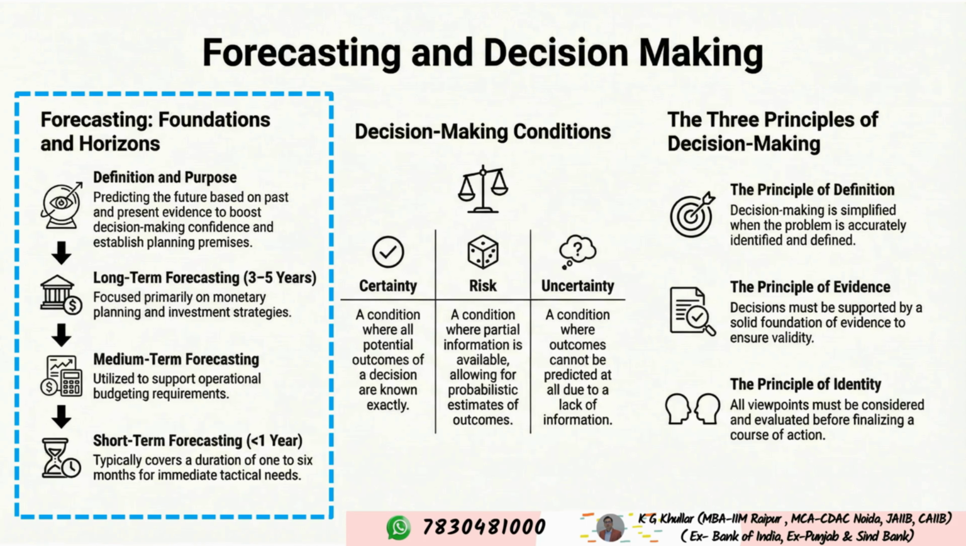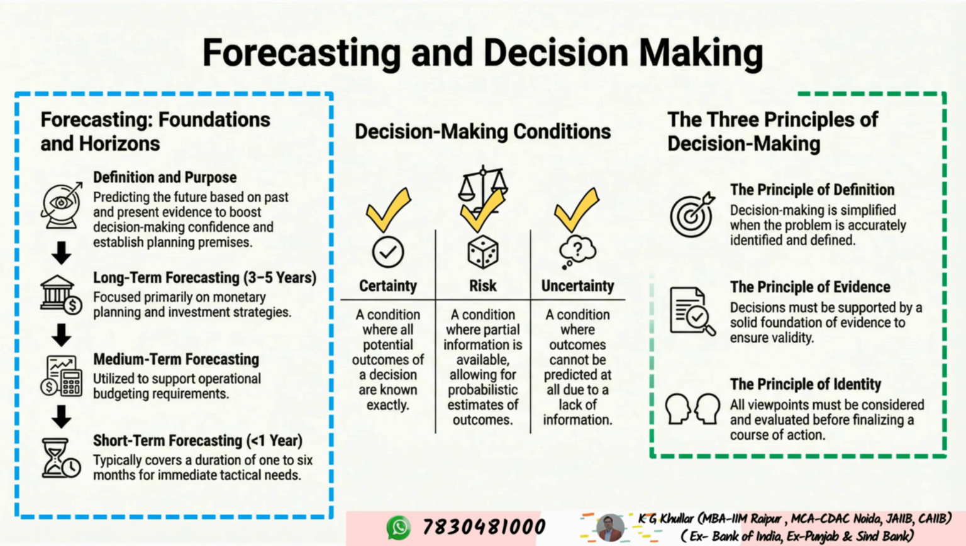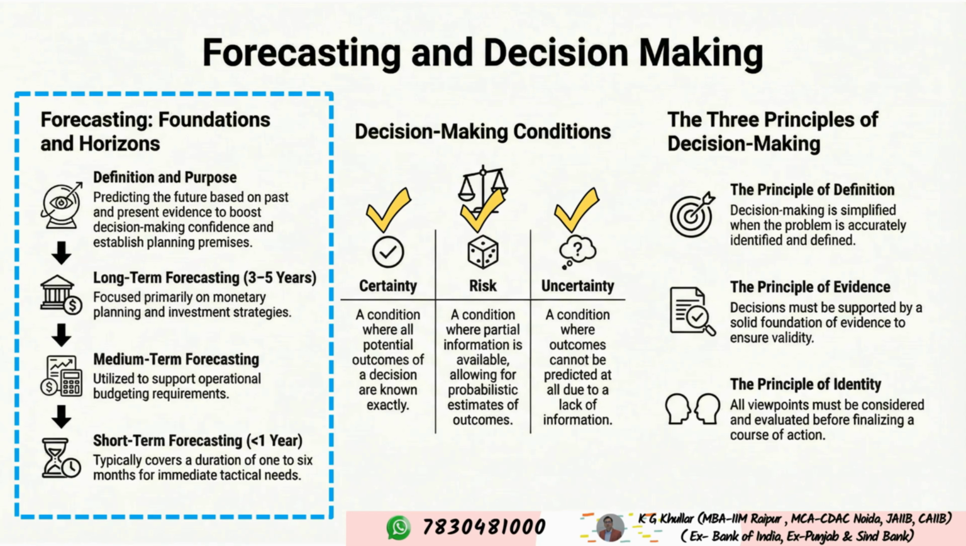Then next, decision making is defined as selecting one course of action from multiple alternatives. It is integral to planning and other management functions. Now there are 3 conditions for decision making. First is certainty, which is where outcomes are known exactly. Then second is risk, where partial information leads to probabilistic estimates. And lastly, we have uncertainty, where outcomes cannot be predicted at all.